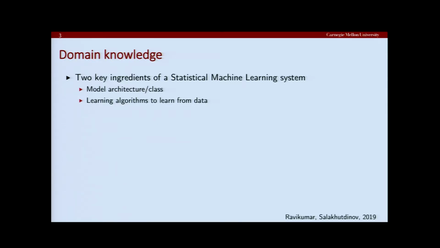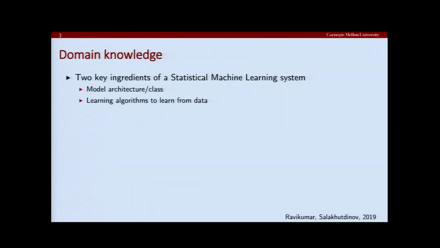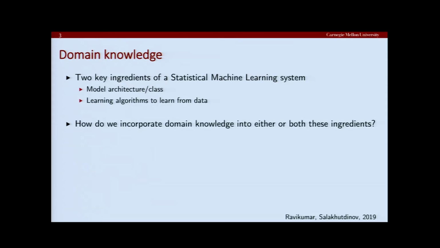And if you think about some of the key ingredients of statistical machine learning systems, and deep learning is statistical ML, not surprisingly, we typically think about some kind of model architecture, or a model class. That's one way of maybe integrating some kind of prior knowledge. Or maybe we can think about learning algorithms, right? How we do learning from data. Maybe there we can integrate some domain knowledge. And again, the real question is how do we put domain knowledge into either one of those key ingredients?